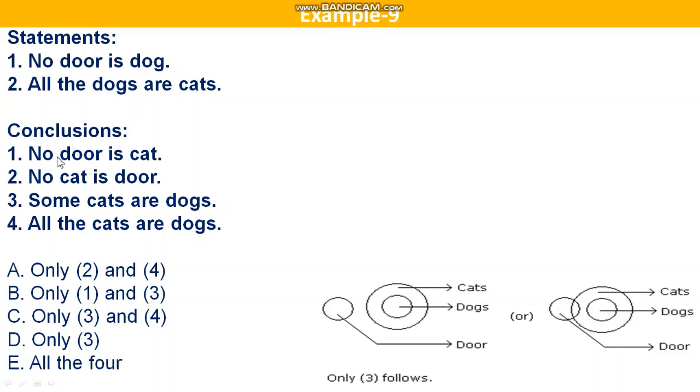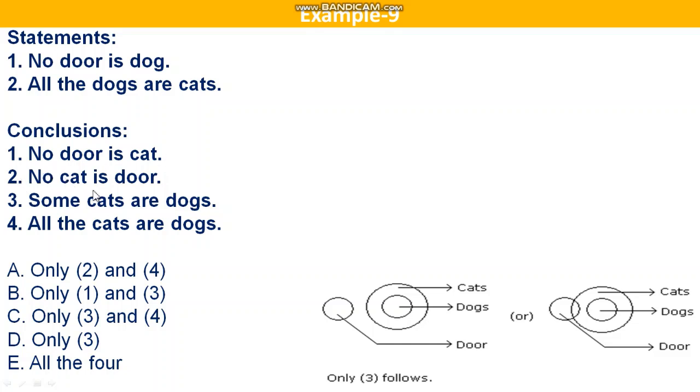Number 1, no door is a cat. As per this Venn diagram, some doors are cats, but as per this diagram, no door is a cat. So there is a possibility in one case and not in the other case. So we will not consider this statement. This statement is treated as false because it will only be true if both Venn diagrams are satisfied. Here one Venn diagram is satisfied by this statement and the other is not. So conclusion 1 is false.